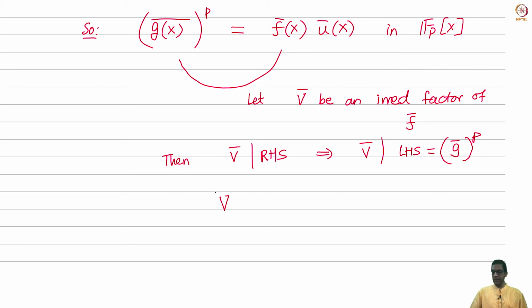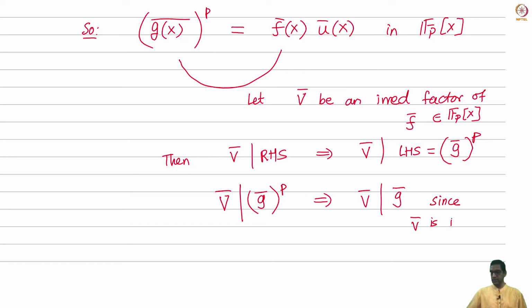Okay, but v bar is irreducible, so it's prime in that ring, F_p[x] over the field F_p. If v bar divides some power of a polynomial, then since v bar is irreducible, v bar has to divide that polynomial itself. So what does that mean? Therefore v bar is common to both f bar and g bar. So v bar divides f bar, that was our assumption, and v bar must also divide g bar. Okay, so that's really what we were after.